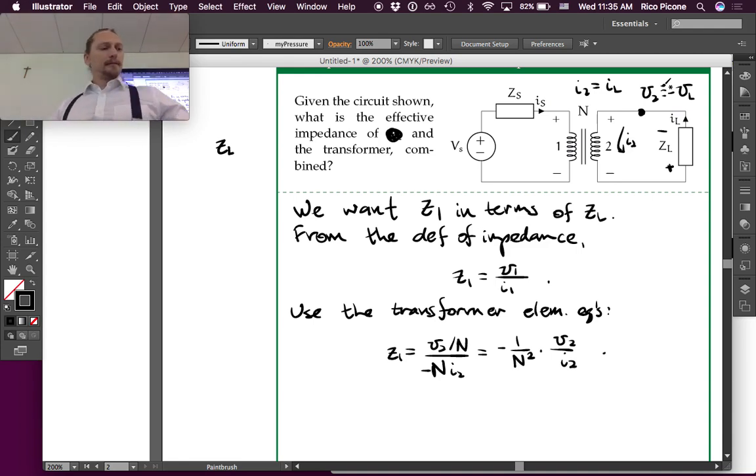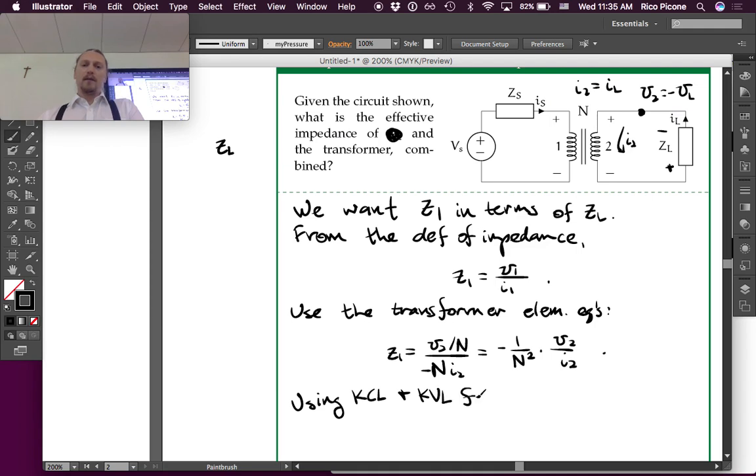So, using KCL and KVL for the secondary loop.